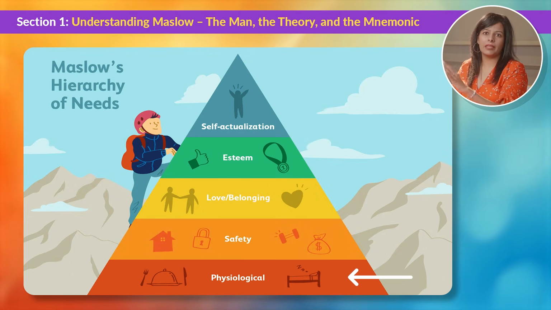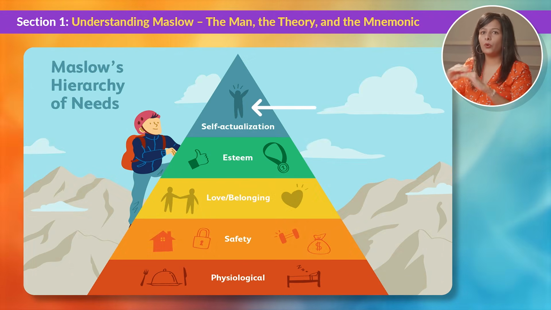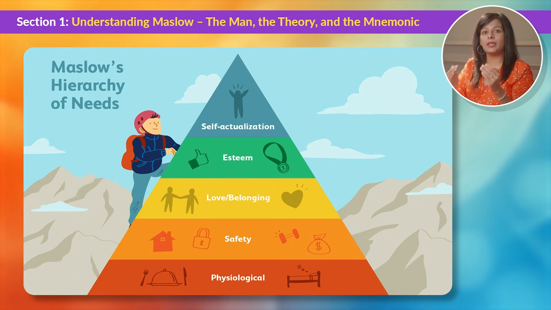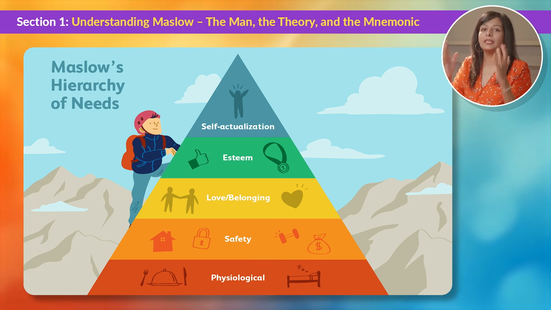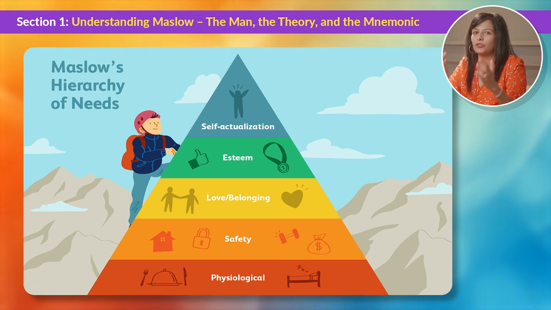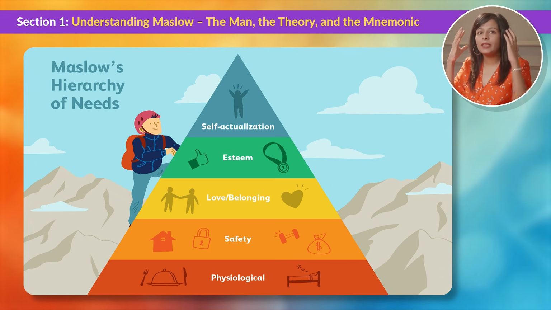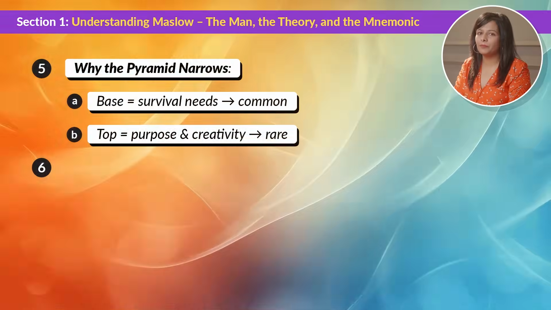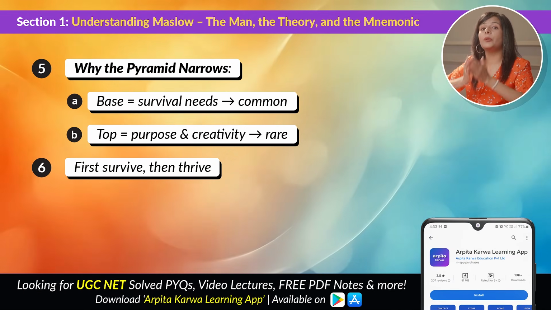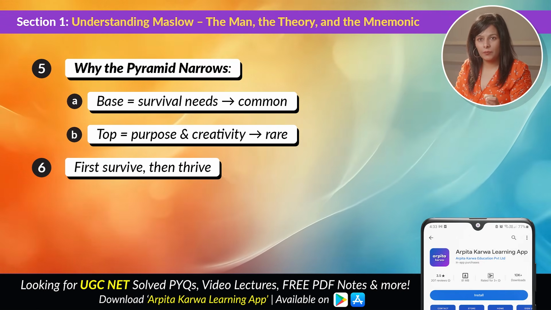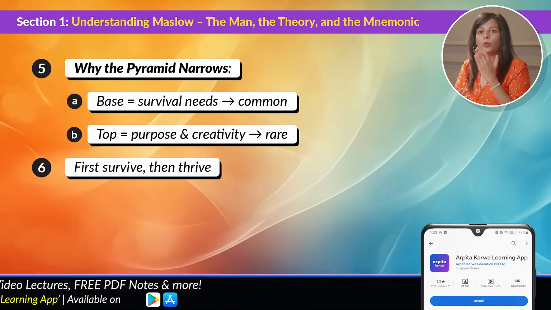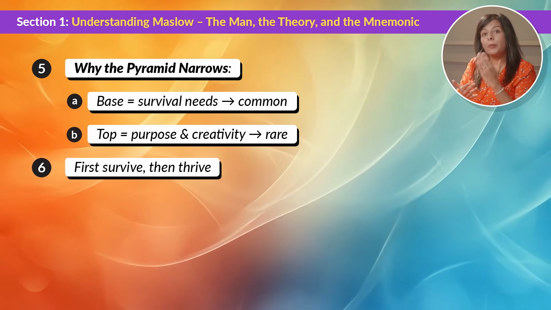Do you notice how the base is the widest and it gets narrower as you go up? That's because most people are stuck at the lower levels of the pyramid, simply trying to survive, managing daily needs like food, sleep, and emotional support. Very few people actually reach the top, where they can dream big, think creatively, and live with purpose. Maslow's message was simple but powerful. First survive, then thrive. The pyramid narrows as you rise, because the higher you go, the more focused and rarer that level of growth becomes.